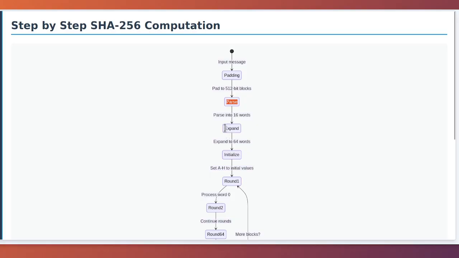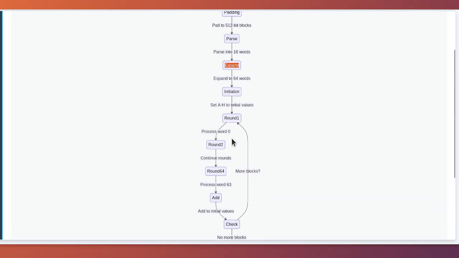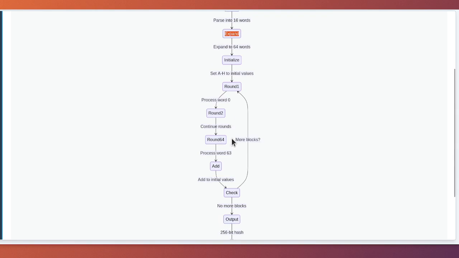Step 2 is to parse words. We split the 512-bit block into 16 32-bit words, W0 through W15. The first 3 words contain our message. The rest are mostly zeros, except for W15, which contains the length. Step 3 is expand the message schedule. We compute words W16 through W63 using the sigma functions and previous words, creating 64 total words.